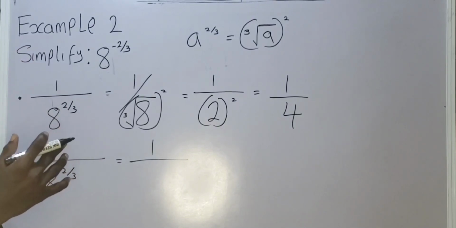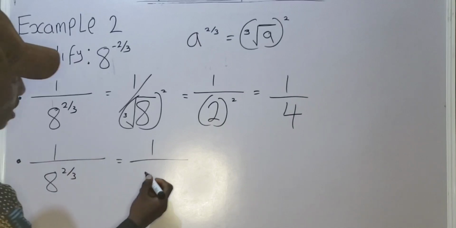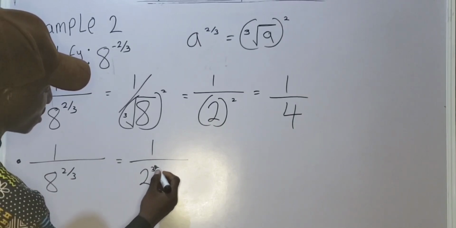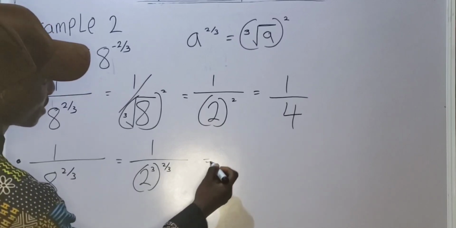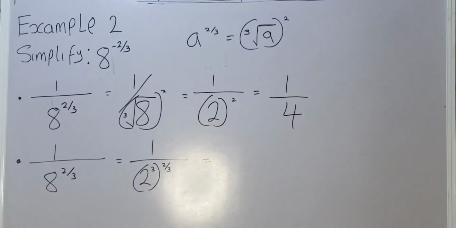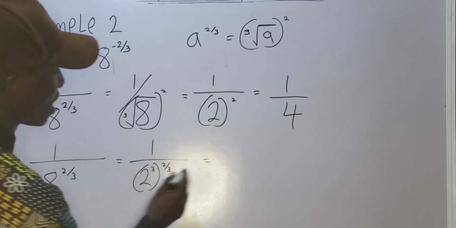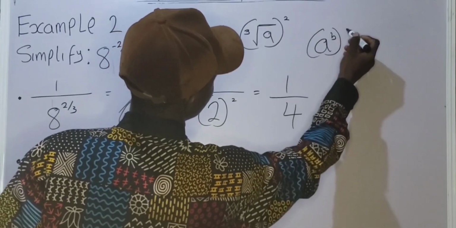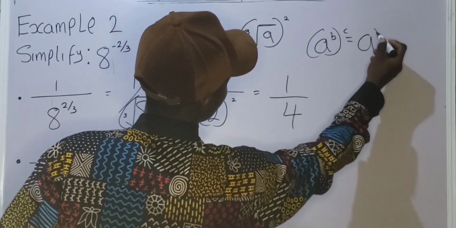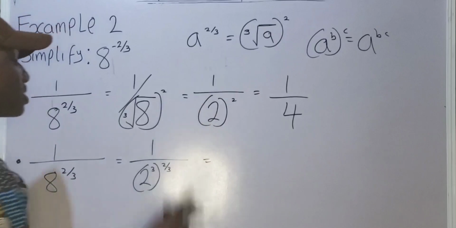2 times 2 is 4. 4 multiplied by 2, that is 8. So, I'm going to have 2 raised to the power of 3, all into brackets 2 over 3. You understand? According to the rule of multiplication of power, when we have a raised to the power of b raised to the power of c, this is what? A raised to the power of bc. That is, the powers we multiply each other.